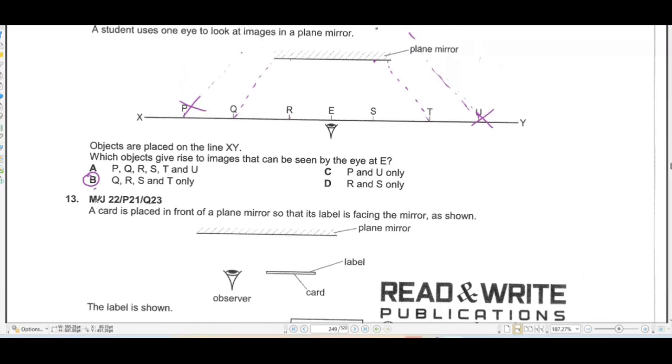I have just told you that the object is exactly in the same line as that of the image. I did tell you, but because of the difference between one eye or two eyes, Q makes it here and T makes it here as well. Okay?